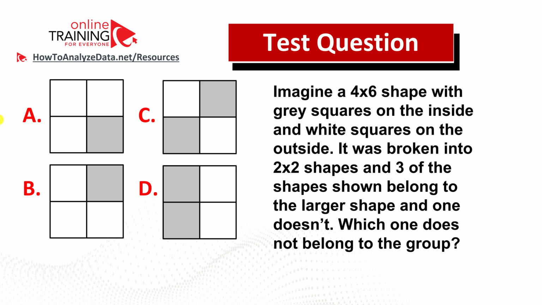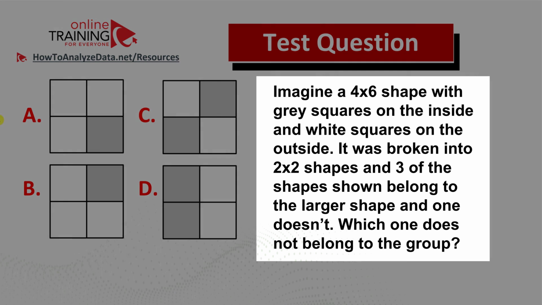Here's the tricky IQ and aptitude test question you might frequently see on the test. Imagine a 4x6 shape with gray squares on the inside and white squares on the outside. It was broken into 2x2 shapes, and 3 of the shapes shown belong to the larger shape and 1 doesn't. Which one does not belong to the group?